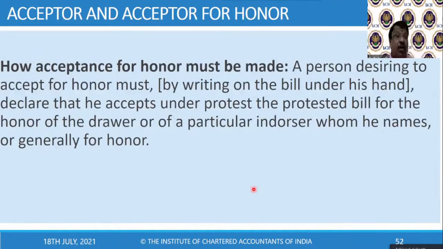A person desiring to accept for honor will declare on that bill that he accepts under protest the protested bill for the honor of the drawer. The idea is, there is no direct contract or relationship between the acceptor for honor and the drawer. That's why he says under protest, only for the honor of the drawer or endorser, whom he has to name. So, accepted under protest for honor of so-and-so, or accepted under protest on behalf of so-and-so, so that tomorrow, if he makes the payment, he can claim it from the original drawer.